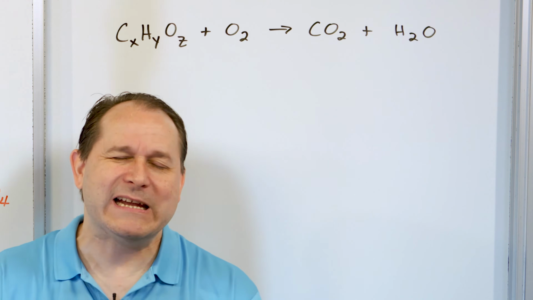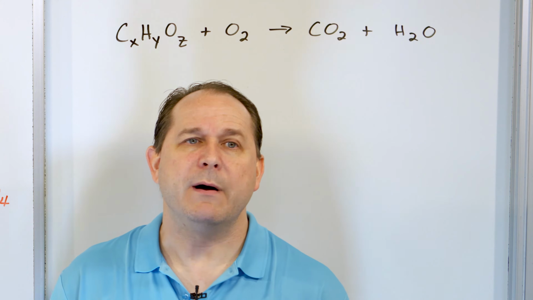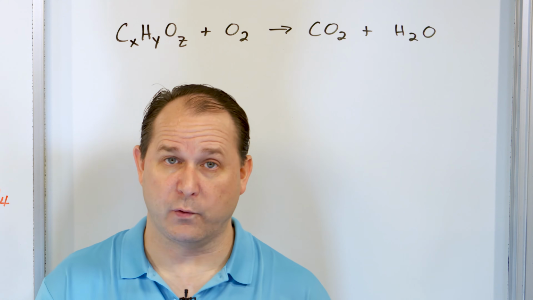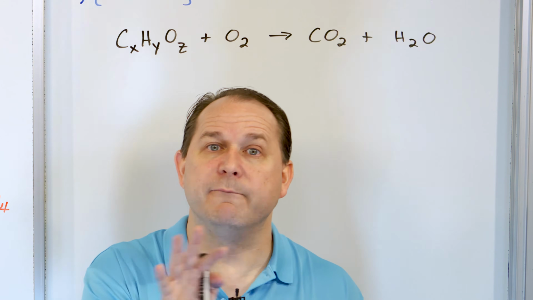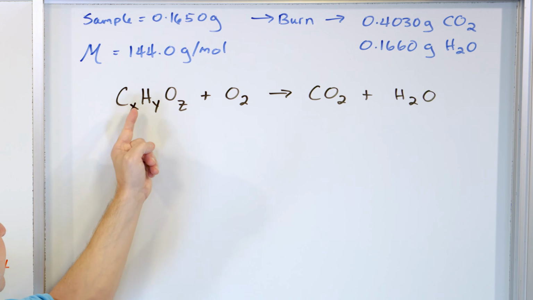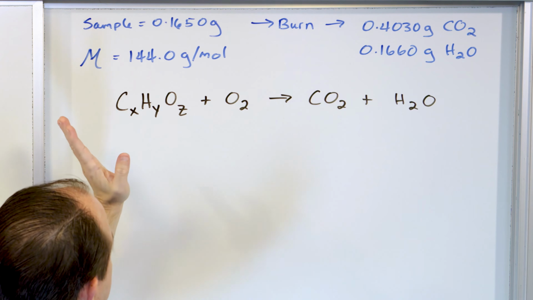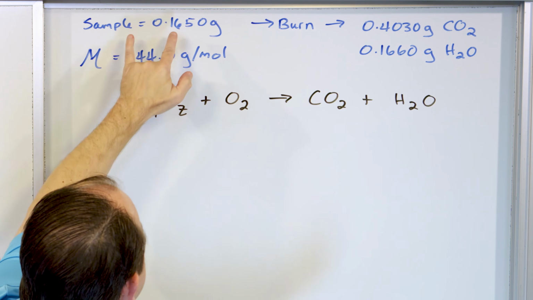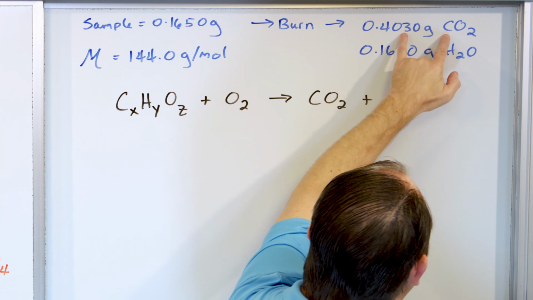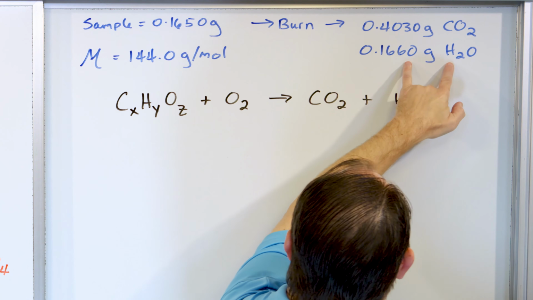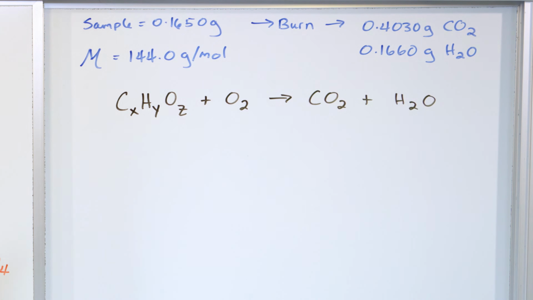All right, now we cannot map a strategy to get all the way to the end here, but we know that to figure out the empirical formula, what we need to do is know the moles, the number of moles of the carbon, the hydrogen, and the oxygen. But we're not given any moles. Instead, what we have been given is the mass of the sample, the mass of the carbon dioxide produced, and the mass of the water that is also produced.